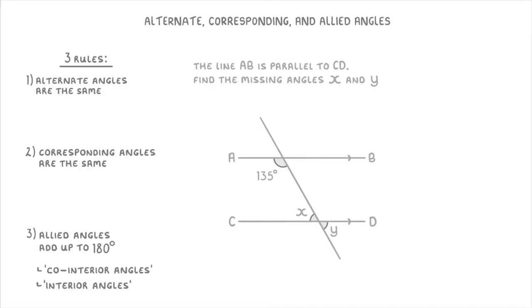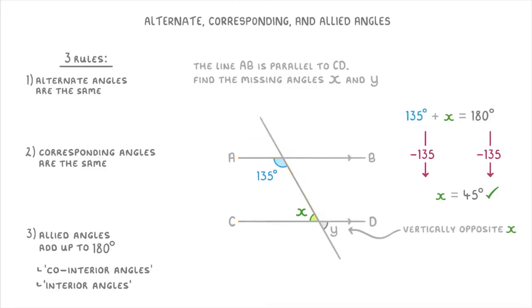The way I would do it though, is notice that this section here is like a backwards C shape, and so the 135 degrees and the X are allied or co-interior angles, which means that they must add together to make 180 degrees. So we now know that 135 plus X equals 180, which means that X is 45 degrees. And then because Y is vertically opposite X, we know that Y must be 45 degrees as well.